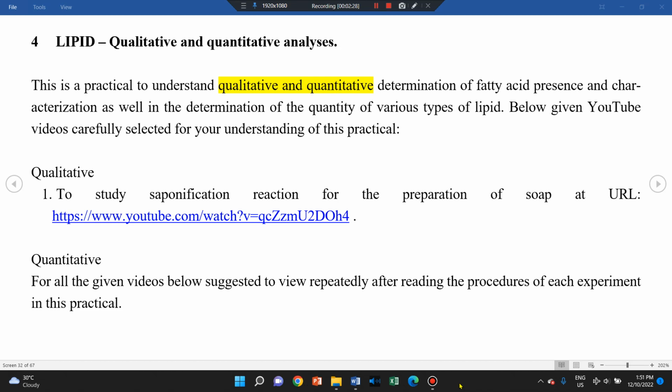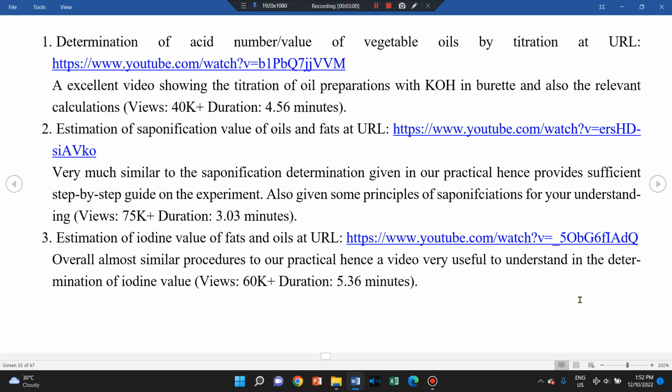So for qualitative, we have one video on the saponification reaction, the preparation of soap, which you can say is the first experiment that you are doing: making soap in other contexts. Okay, and then you have the quantitative experiments or video links. There are a number of videos being selected.